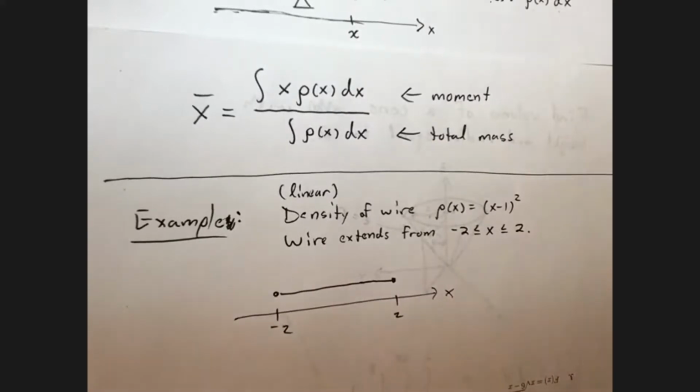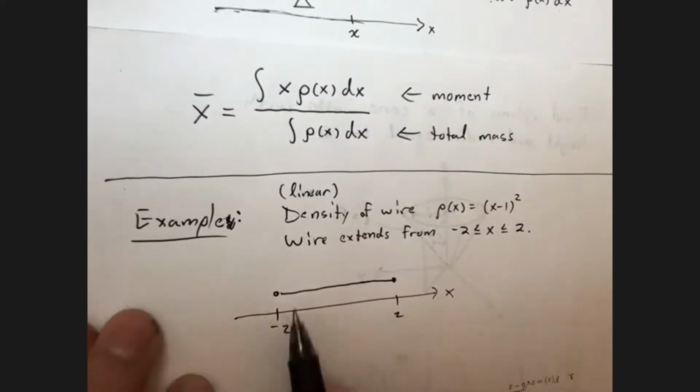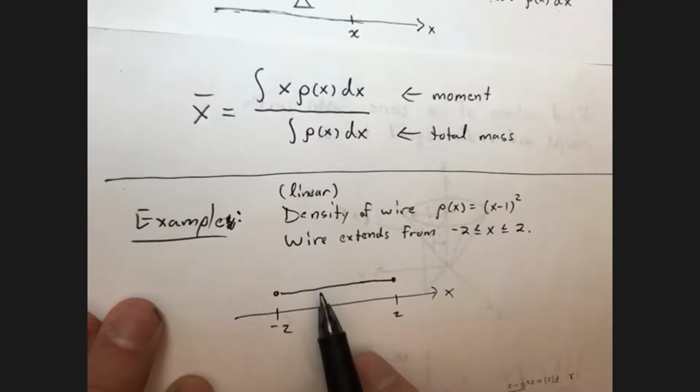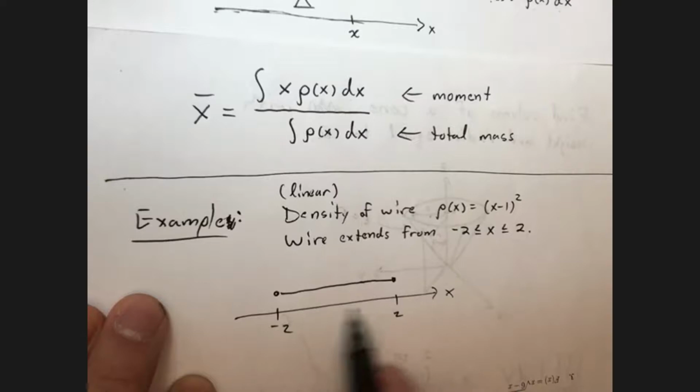So this is the linear density. What we want to do is find the center of mass. Where would we balance this wire?